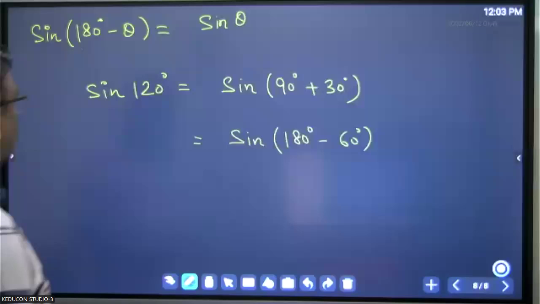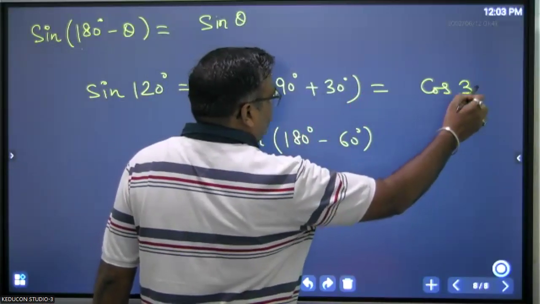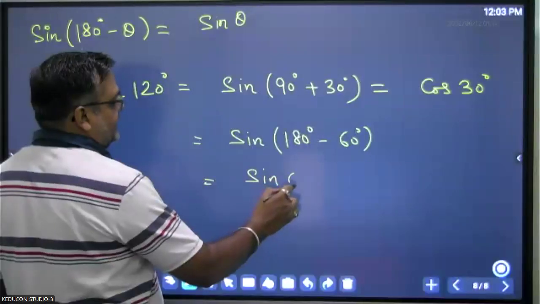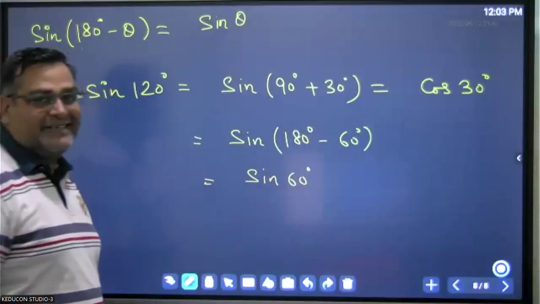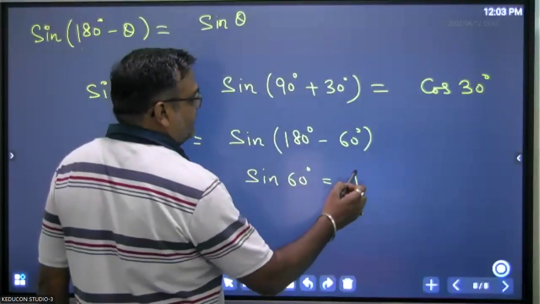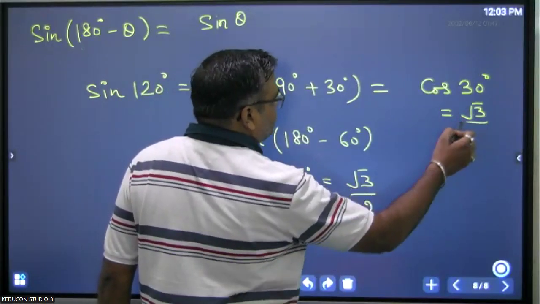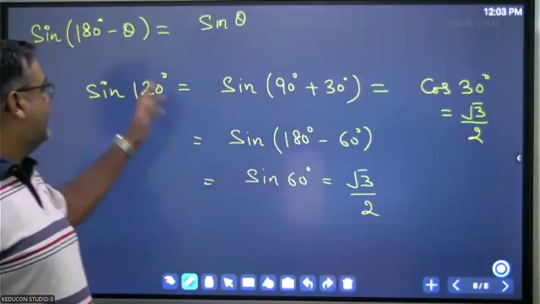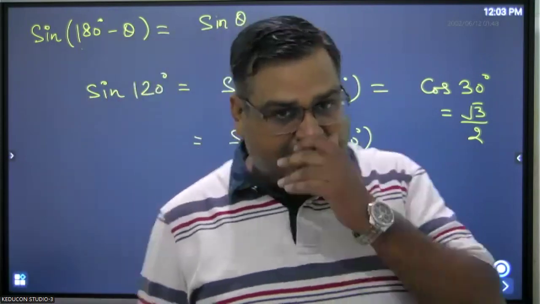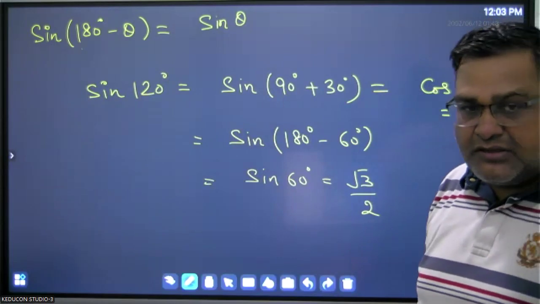Now if you look at the sine 90 plus 30 degree, so this will become cos 30 degree, and here it will become sine 60 degree. So what is the value of sine 60 degree, students? What is the value of sine 60 degree? And the value of cos 30 degree is also the same. So whether you have find out using 180 minus theta or 90 plus theta, we got the same value. Have you understood?